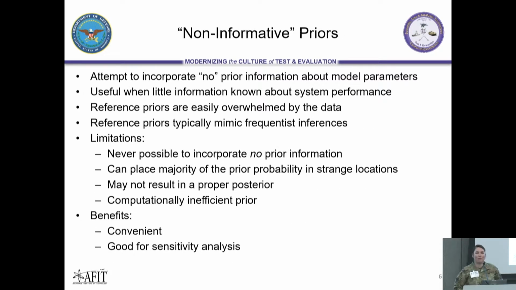So with that, let's start with non-informative priors. You also might have heard of these as reference priors or convenience priors or vague priors. They come by a lot of different names. And what non-informative priors are trying to do is incorporate no information about the system or about the model parameters into our analysis. We're trying to allow the data to drive the decision from a Bayesian perspective. And so with that, our reference priors or our non-informative priors are easily overwhelmed by our data.